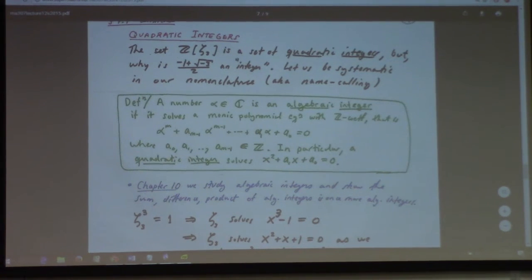One of the things that we like to look at are these so-called algebraic integers. What's an algebraic integer? An algebraic integer is some number in the complexes such that it satisfies a monic polynomial equation with Z coefficients. This is not something we've defined before, but these are what are called algebraic integers. It's a quadratic integer if it solves a quadratic. So for example, this thing that Eisenstein threw in is an algebraic integer.